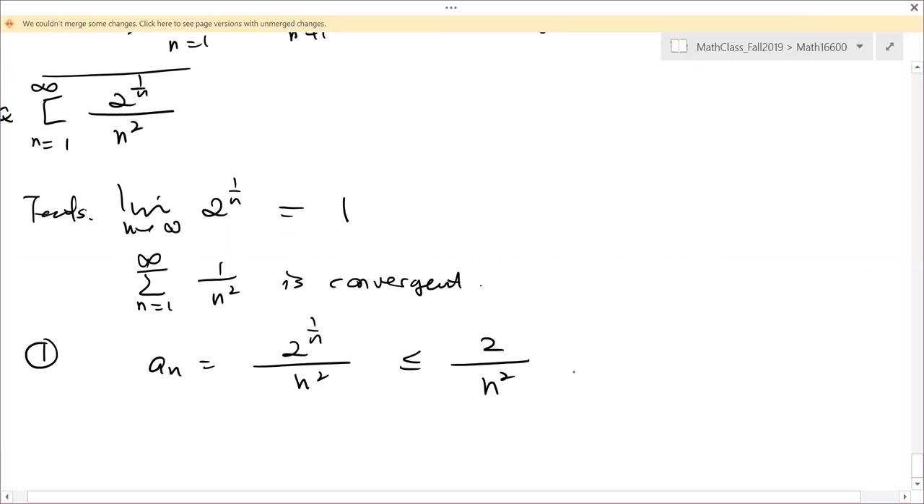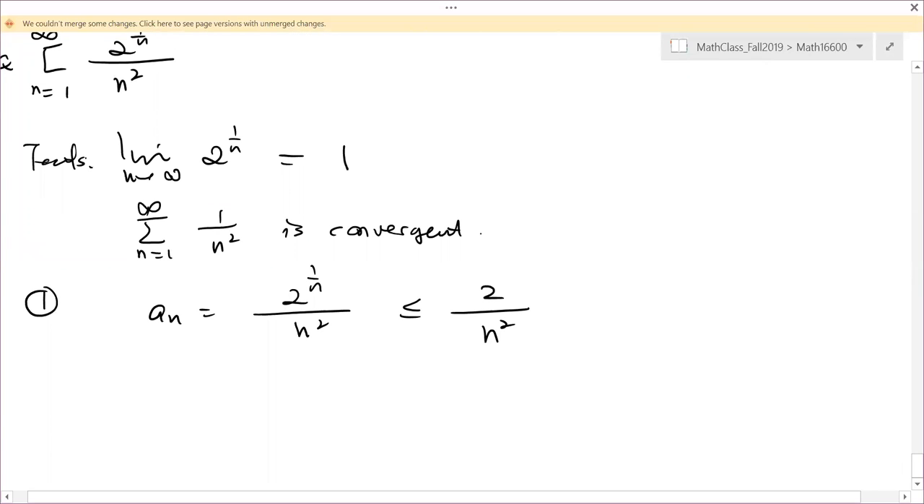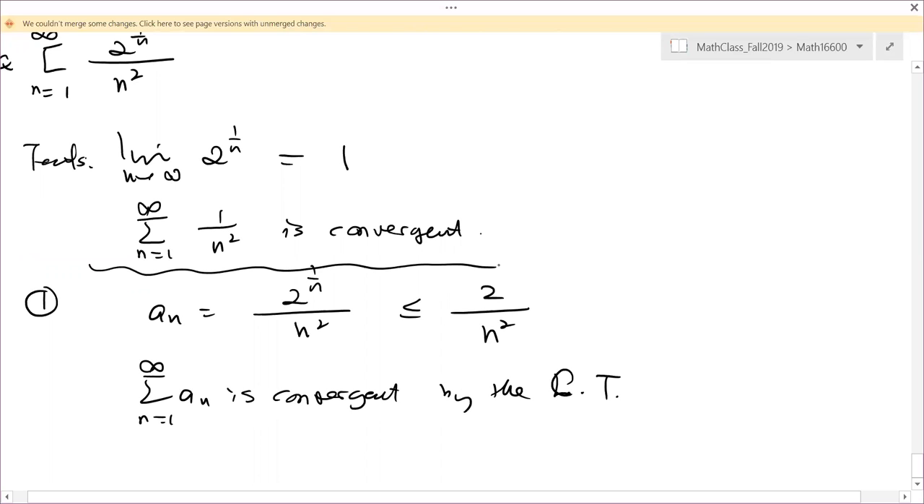By the comparison test, this series is convergent. I did not say more because I already stated that. Otherwise, I would have to say the series on the right-hand side is convergent.